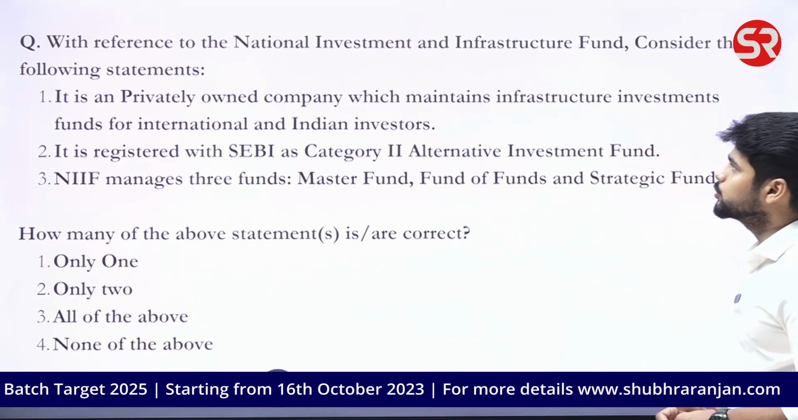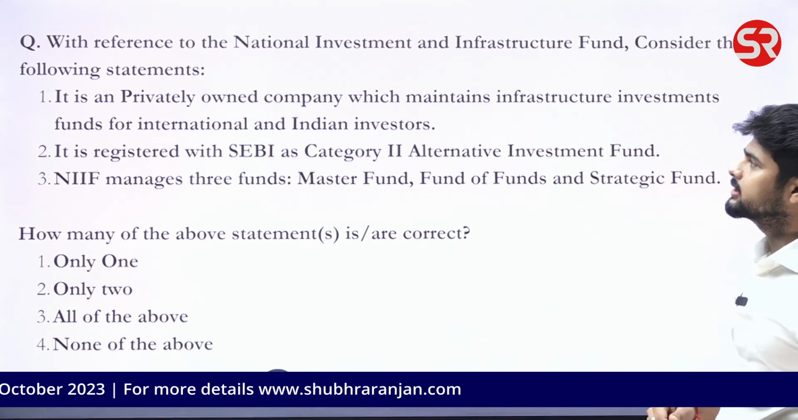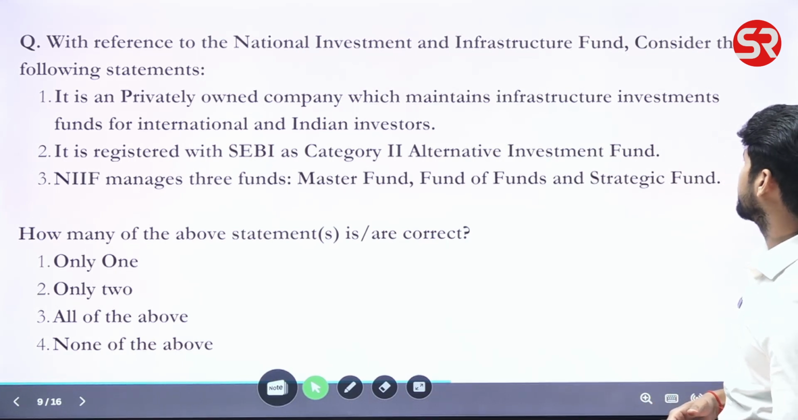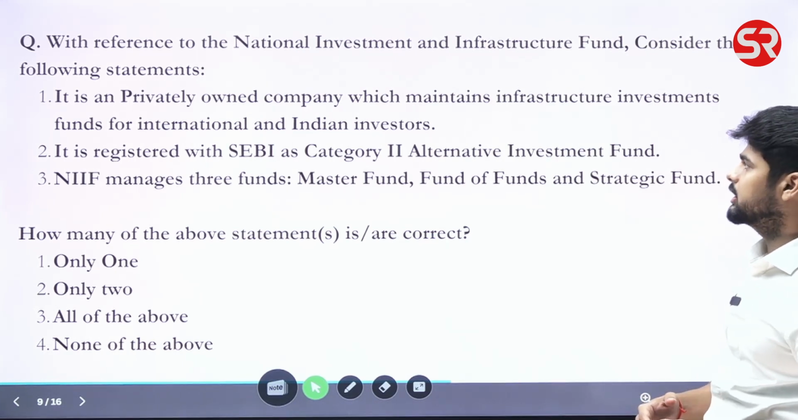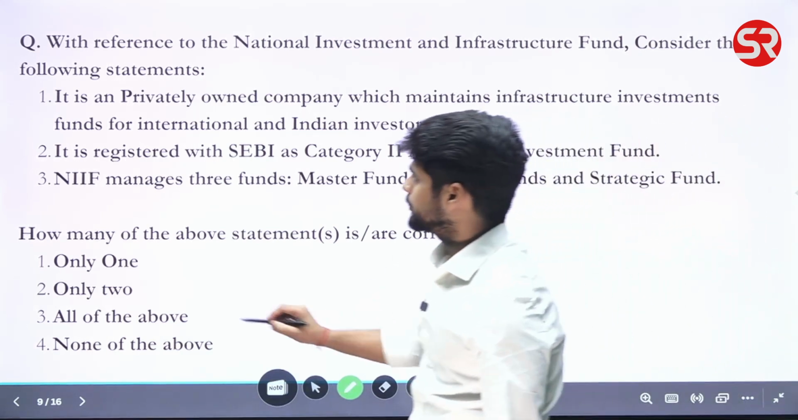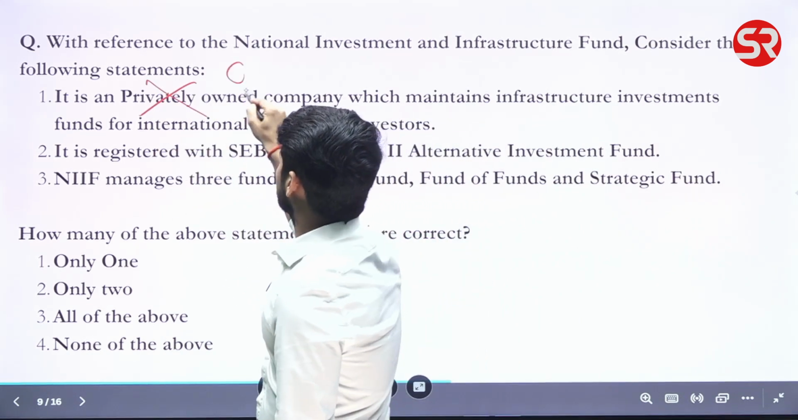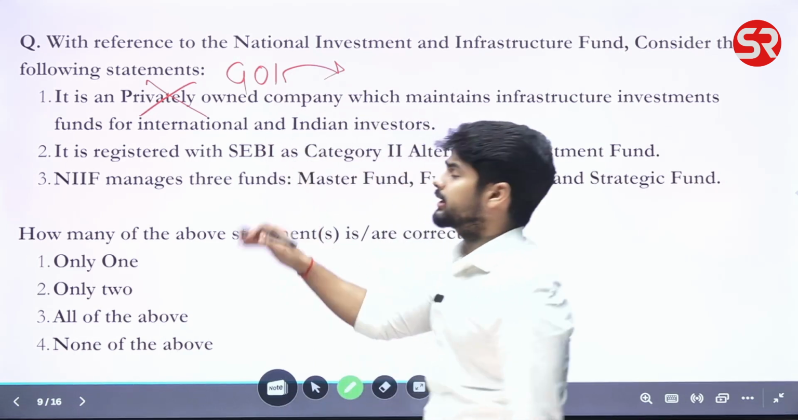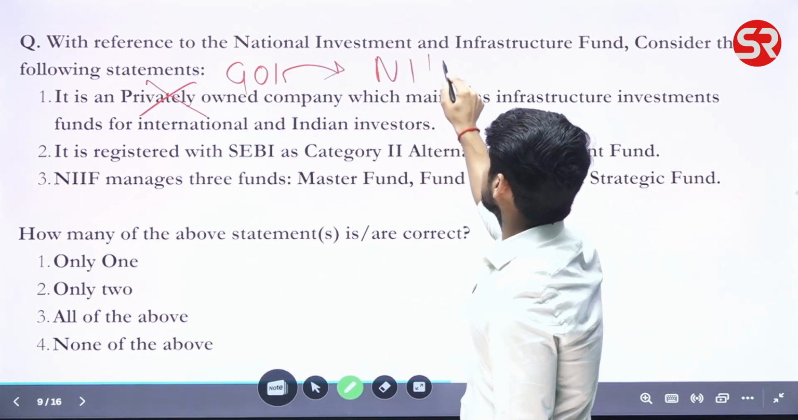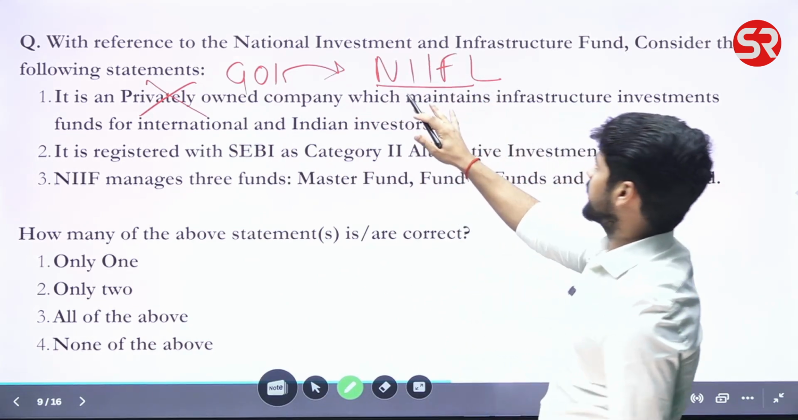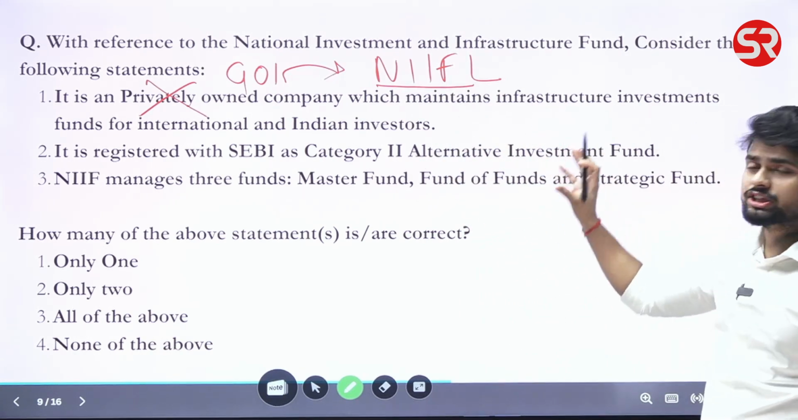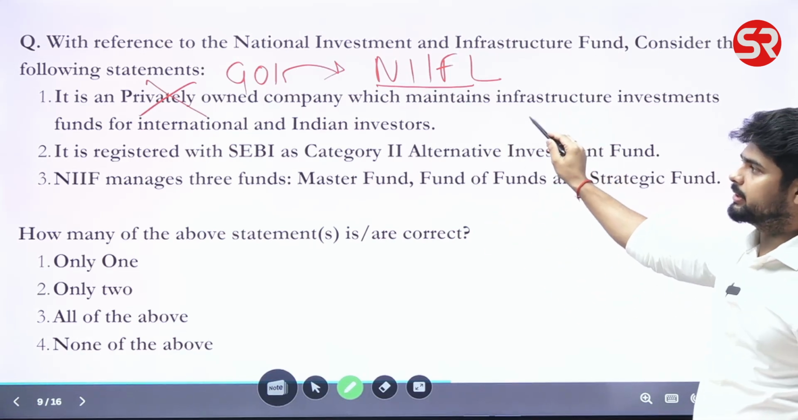Now next question, with reference to National Investment and Infrastructure Fund, consider the following statements. Number one, it is a privately owned company which maintains the infrastructure investment funds for international and Indian investors. Here actually it is a wrong statement, because there is a government agency, a company, NIIFL, National Investment and Infrastructure Limited. This is the body which looks after such funds. So this particular statement is incorrect.